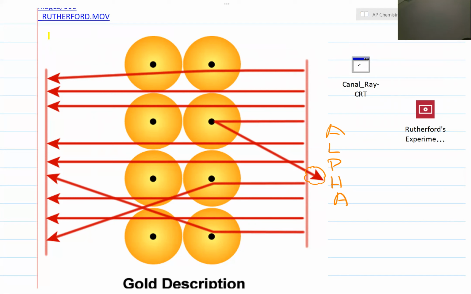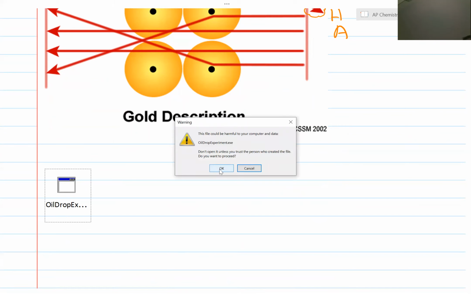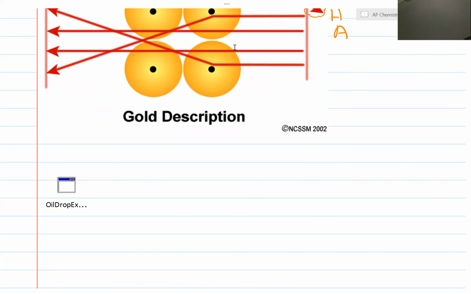And because the nucleus deflected the alpha particles, which were positive charges, the nucleus was a positive charge. The other thing that you probably talked about was the Millikan oil drop experiment. So what was the Millikan oil drop experiment? It was used to determine the charge of an electron.